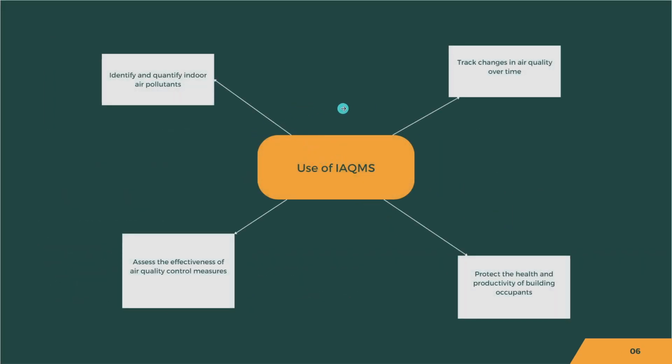So these are some uses of IAQMS, where we can use it to identify and quantify indoor air pollutants, track changes in air quality over time, assess effectiveness of air quality control measures, and protect the health and productivity of building occupants.